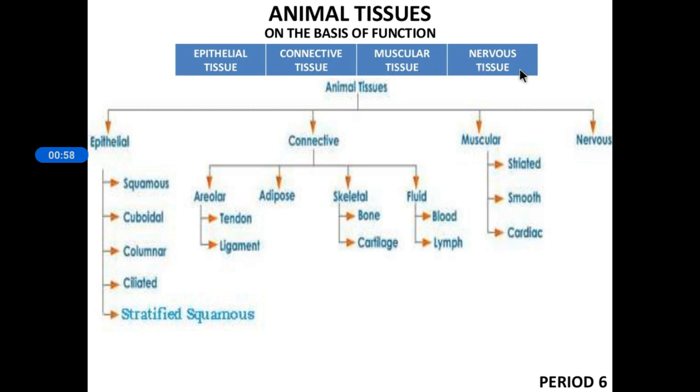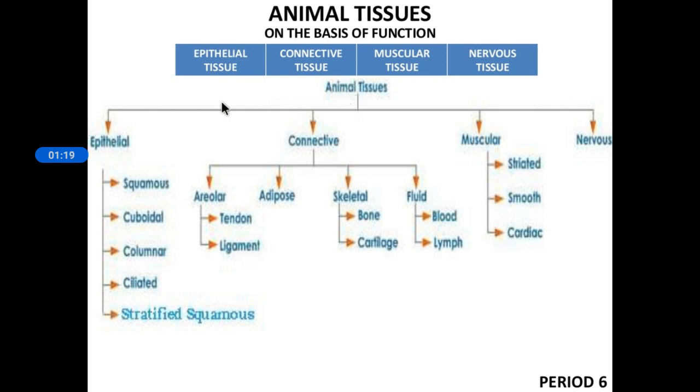Nervous tissue you are all familiar with. Last year in 8th standard we learned about nervous tissue, that is the nerve cell, along with the diagram. It is mainly used to pass messages. So here we are going to study these 4 types of tissue in detail. And here you can see the flow chart.